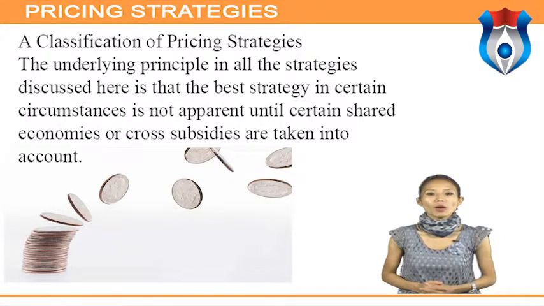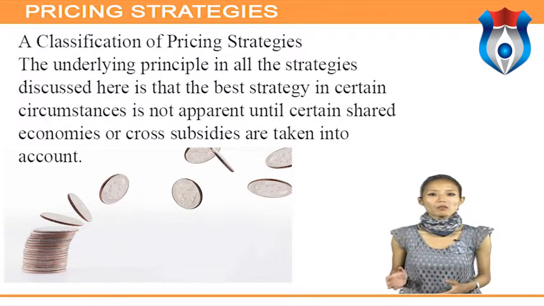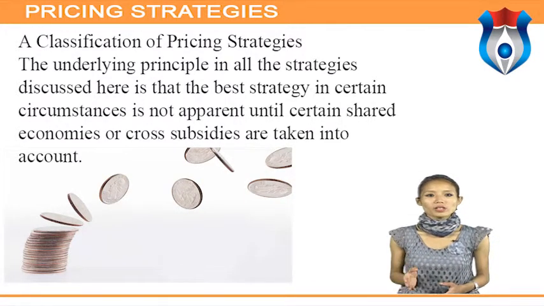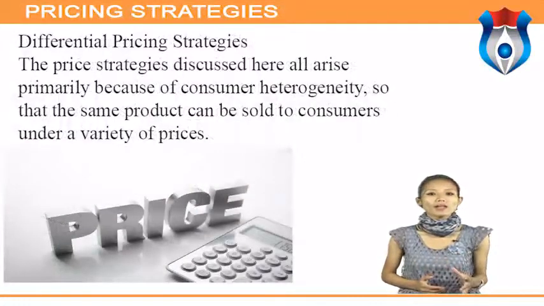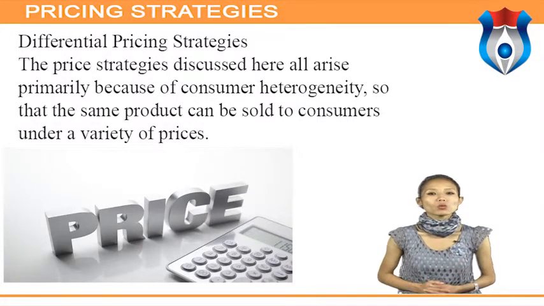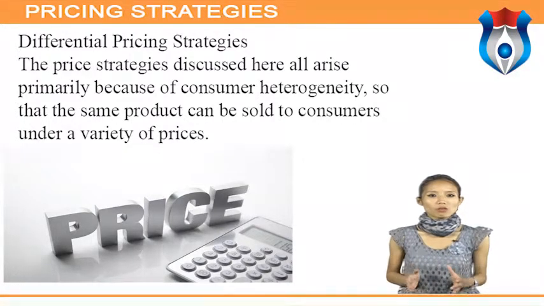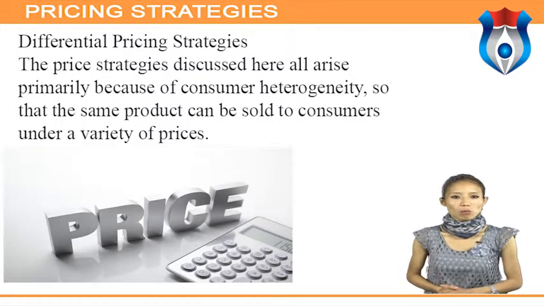competitive pricing, whereby prices are set to exploit competitive position; and product line pricing, whereby related brands are sold at prices that exploit mutual dependencies. The price strategies discussed here all arise primarily because of consumer heterogeneity, so that the same product can be sold to consumers under a variety of prices. The three strategies discussed refer to consumer heterogeneity along three dimensions: transaction cost that motivates second-market discounting, demand that motivates periodic discounting, and search costs that motivate random discounting.